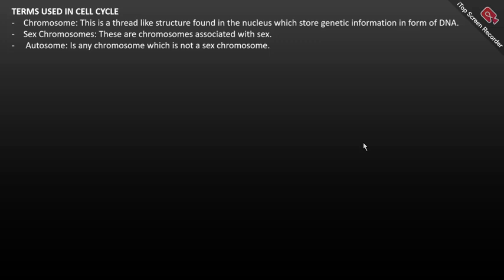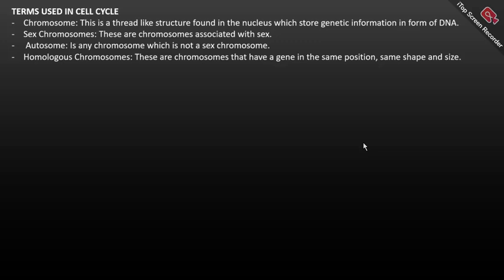Any chromosome that is not a sex chromosome is known as an autosome. Then there are also these kinds of chromosomes which are known as homologous chromosomes. We'll talk about homologous chromosomes very much when we start talking about meiosis. Homo means same. So they're going to have something in common. These are chromosomes that have genes in the same position, same shape, and same size.